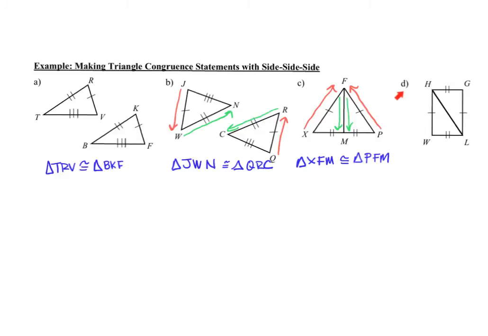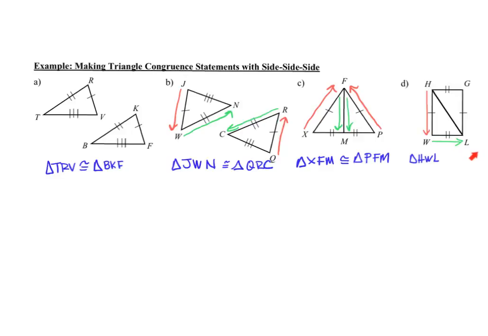Let's look at letter D. We have two triangles that look like they're put together to form a rectangle, and then they share a common side. So let's take a look at this first triangle. I'm going to name it triangle HWL. So I'm starting at H, going towards W, and then going towards L. Because I'm starting at this vertex and going toward the side that has the 2 marks, I'm going to do the same thing here. So I'm going to start down at L and go towards the side that has the 2 marks. So you're going to be going in this direction.